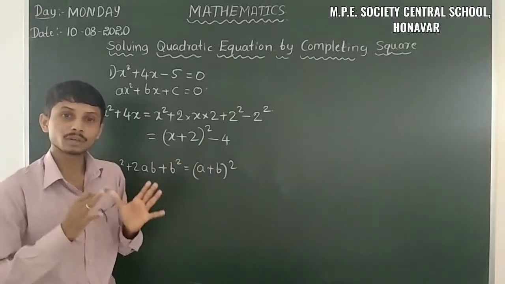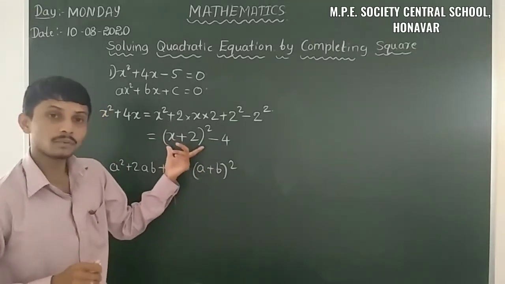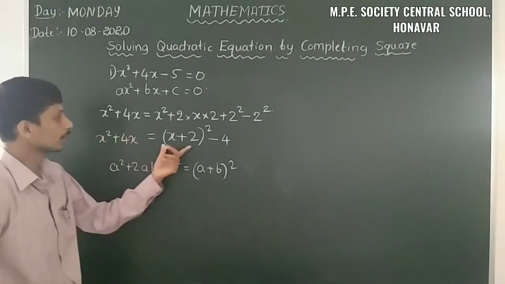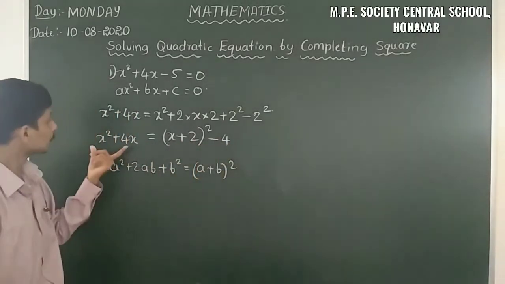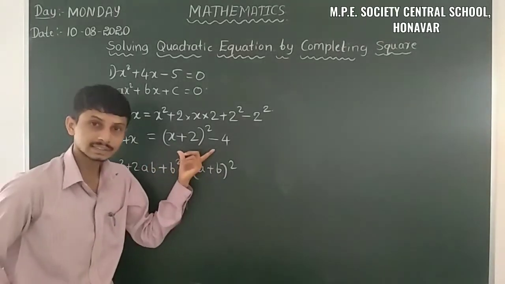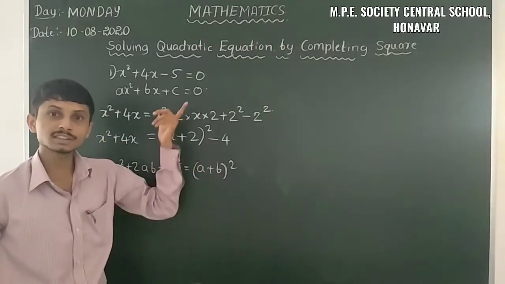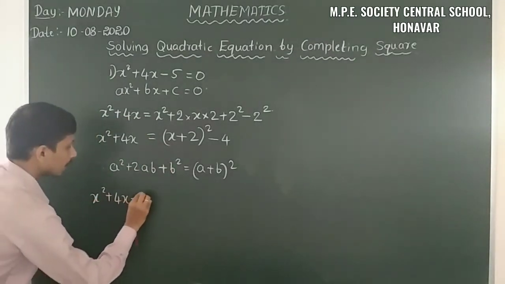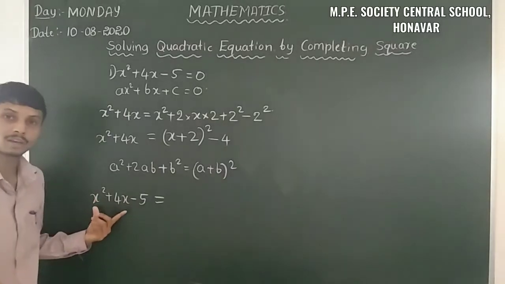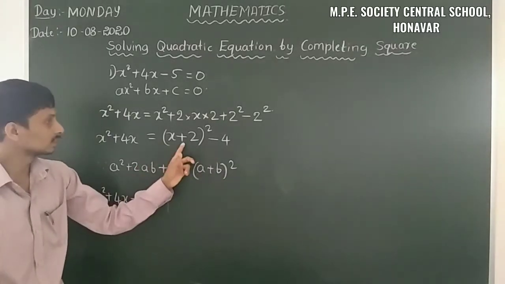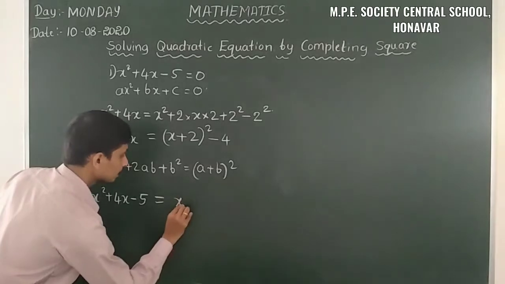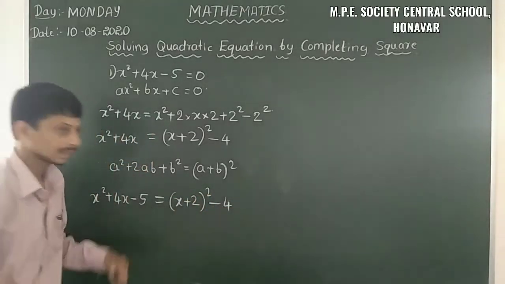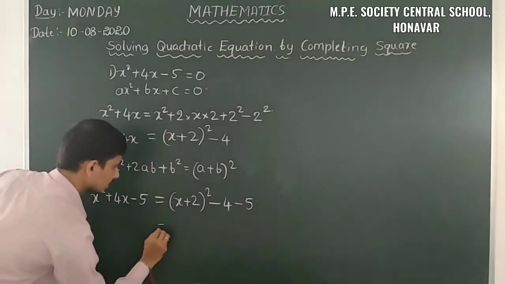So here the equation is reduced. Then what do we have to do? We have to insert this value: x square plus 4x is equal to x plus 2 whole square minus 4. In place of x square plus 4x, we insert this expression. So our equation x square plus 4x minus 5 becomes x plus 2 whole square minus 4, and minus 5 remains the same.